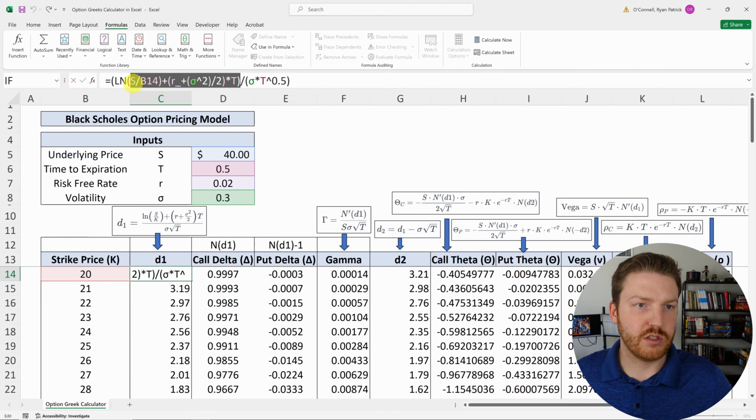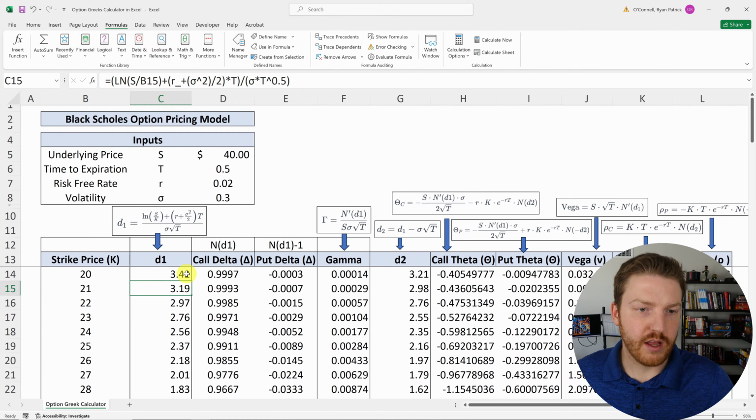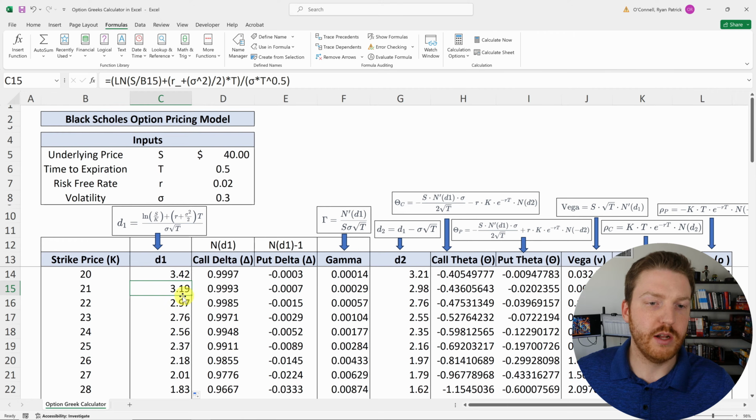So this component of the expression is our numerator, and then we divide that entire expression by the volatility multiplied by the square root of T. So if we take T to the exponent of 0.5, that's just the square root of T. And so we can enter that and just shoot the formula all the way down with a double click. And then that will give us the D1 value for every single strike price. And what you'll see is that it's hard to interpret exactly what D1 is, but we'll interpret it as we go on to the deltas.